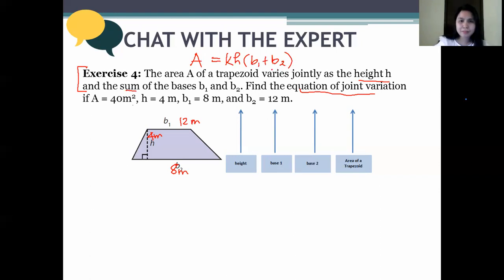Okay, now, let me first check. 1/2. That should be divided by 2. I'm sorry, in the problem there must be an over 2. I missed that because that's the formula of a trapezoid. Now, let's find first the value of K. Give me a moment for a while.